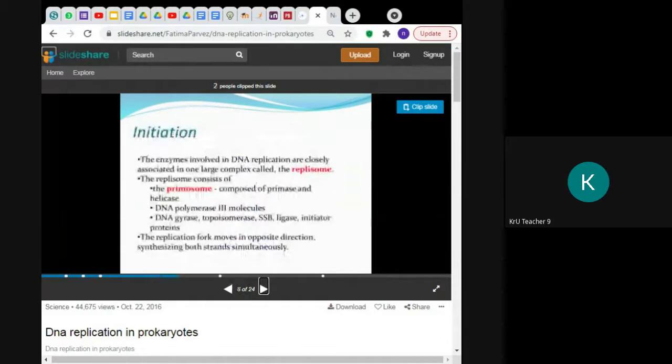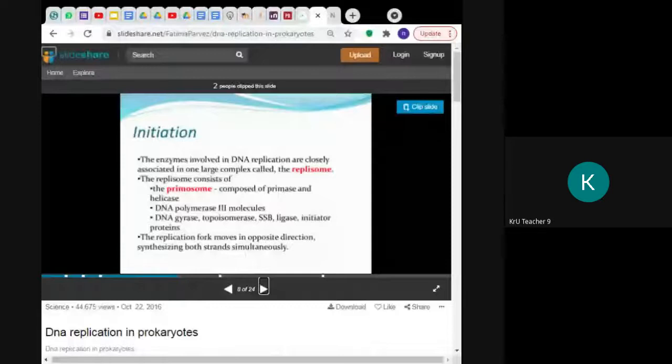Initiation. The enzymes involved in the replication, such as helicase, all associate at the time of replication, and are associated in one large complex called the replisome. The replisome consists of the primosome, composed of primase and helicase, which synthesize the primer and destabilize the DNA helix, and polymerase 3 enzymes which bring about the DNA polymerization, DNA gyrases, topoisomerase, single-strand binding proteins, ligases, and initiator proteins. And the replication fork moves in opposite directions, synthesizing both strands simultaneously.